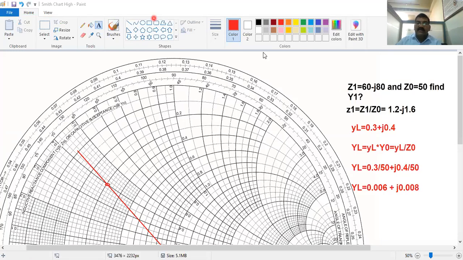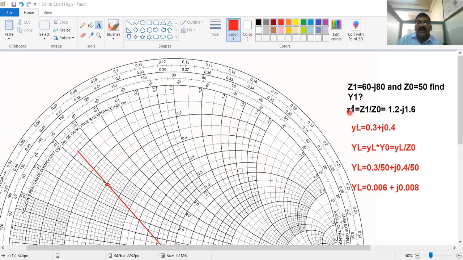So you will require this. So you need a practice for this. Z1 is given, I'll just repeat it for your understanding. Z1 equals 60 minus j80. Z0 is given as 50. Sometimes Z0 is not given. If it is not given, you can assume it as 50, because the default value is 50, if in the problem it is not given. Most of the time Z0 is not given, so you can assume it is 50.